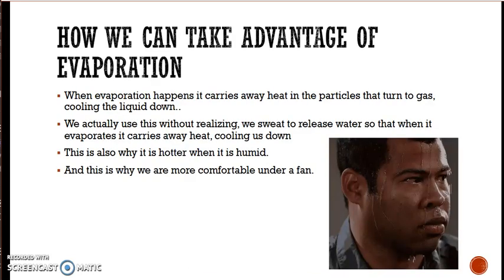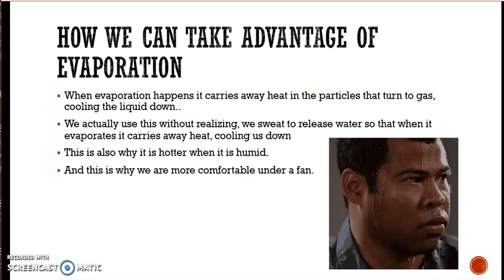How can we take advantage of evaporation? When evaporation happens, it carries away heat in particles that turn to gas, cooling the liquid down. We actually use this without realizing. We sweat to release water, so that when it evaporates, it carries away heat, cooling us down. This is also why it is hotter when it is humid, and this is why we are more comfortable under a fan. So I'll explain the first point.